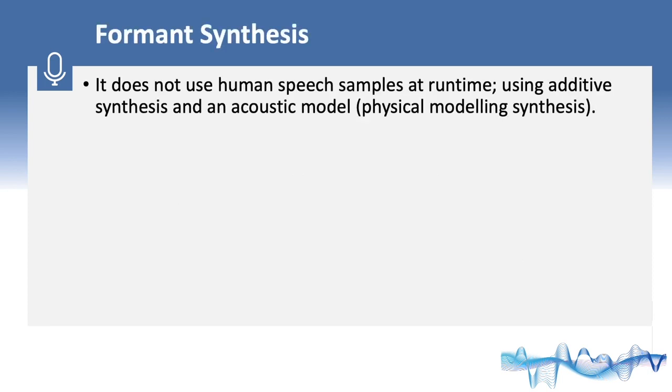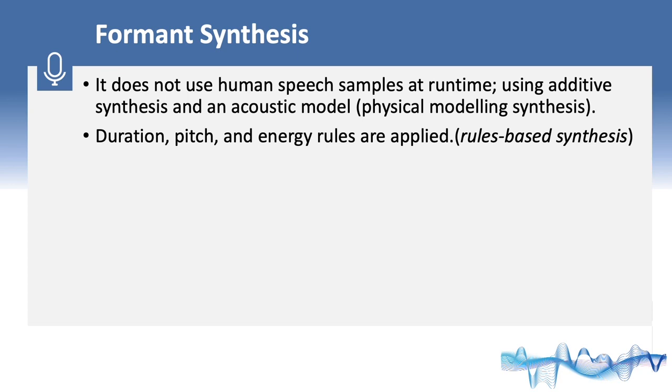Formant synthesis does not use human speech samples at runtime. Instead, the synthesized speech output is created using additive synthesis and an acoustic model, physical modeling synthesis. Parameters such as fundamental frequency, voicing, and noise levels are varied over time to create a waveform of artificial speech. This method is sometimes called rule-based synthesis, in which duration, pitch, and energy rules are applied.